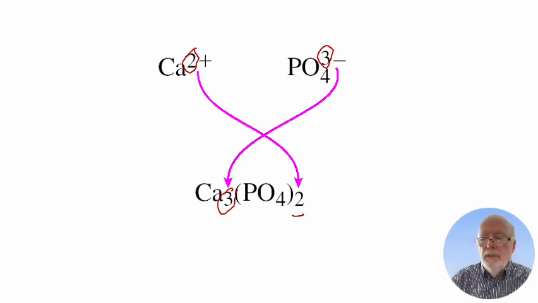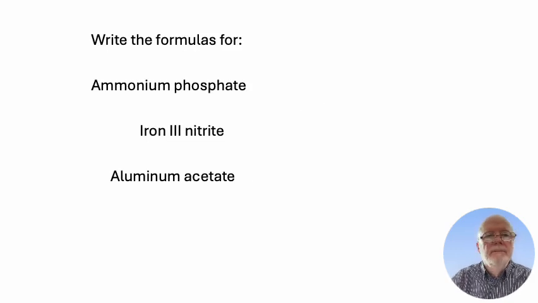So I'm going to give you guys a few to try now. Write the formulas for ammonium phosphate, iron 3 nitrite, and aluminum acetate. So you have to go back and come up with the formulas and charges for everything. And then put them all together so the total charge adds up to 0. All right, so pause the video, write these down on a piece of paper and see if you can come up with the formulas. All right?